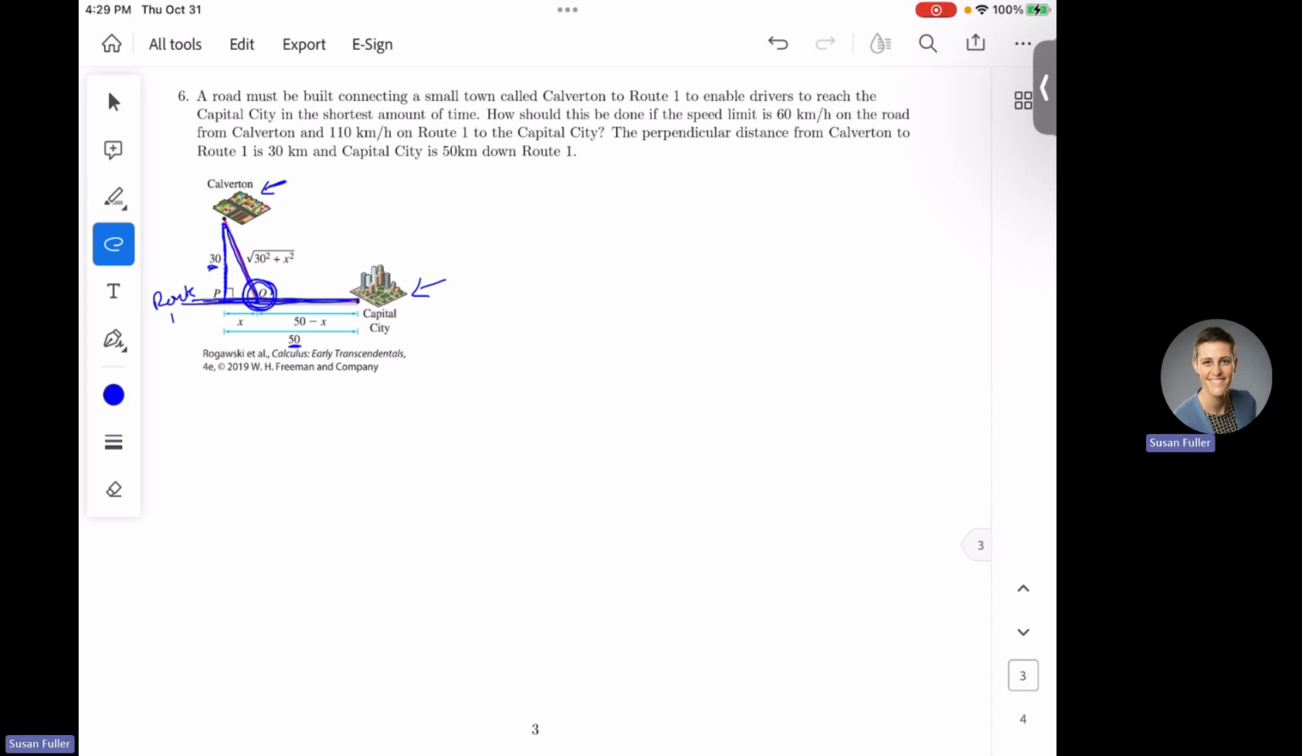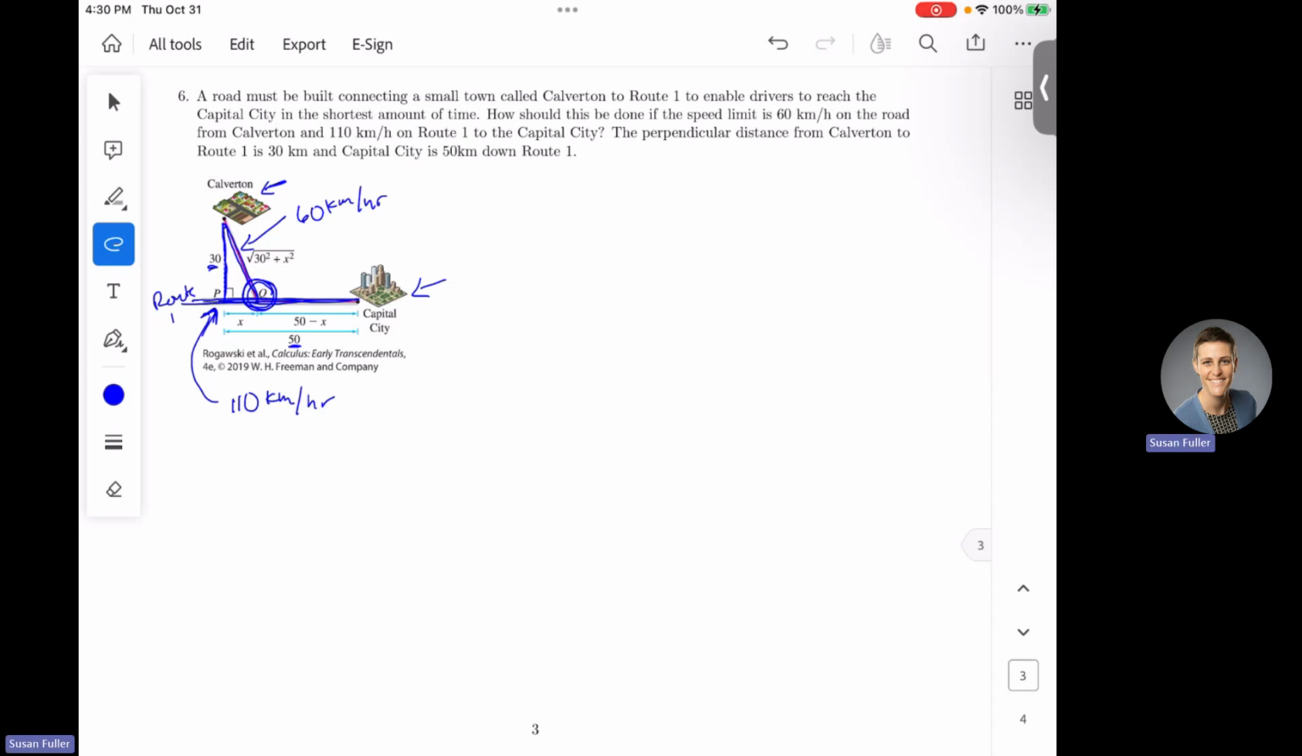The speed limit is 60 kilometers per hour on the road from Calverton. So on the road to here, the speed limit is 60 kilometers per hour. And it's 110 kilometers per hour on Route 1 to the capital city. So the speed here on Route 1 is 110 kilometers per hour. Okay. So we are trying to get this all figured out.